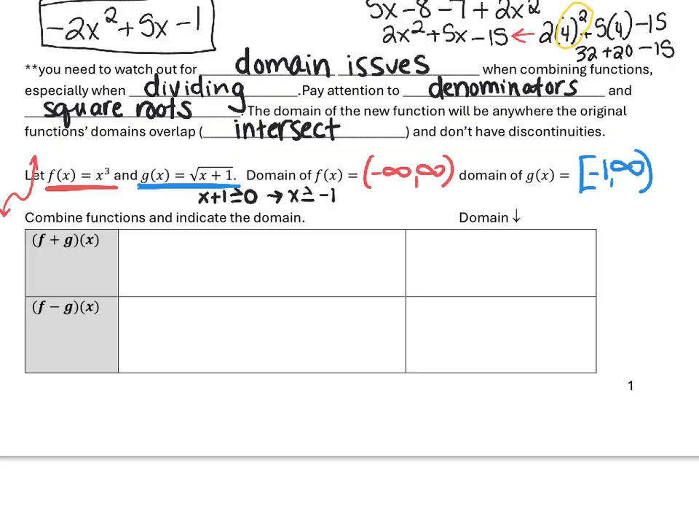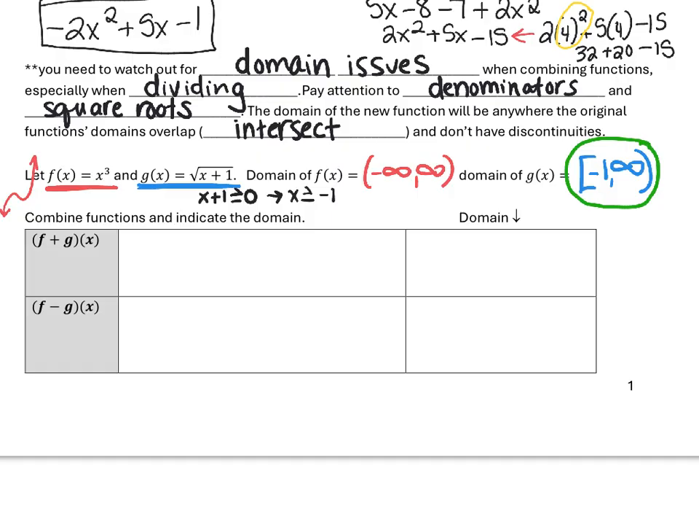Infinity. This one. -1. Yeah. This one fits into the other one. Do you see that? So this is the more restrictive domain. That's going to be the domain of our new function when we add, subtract, multiply, and maybe divide. We'll check more closely with division.